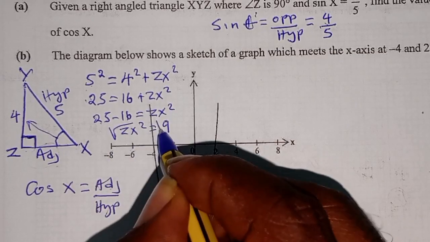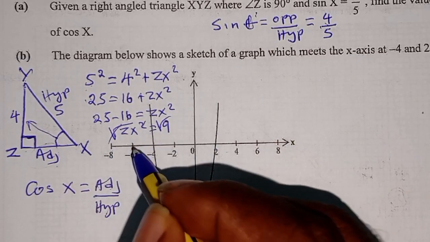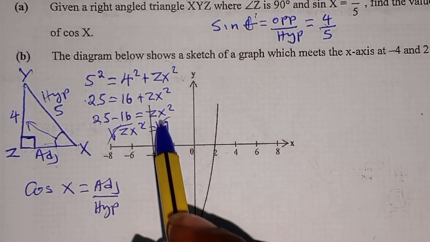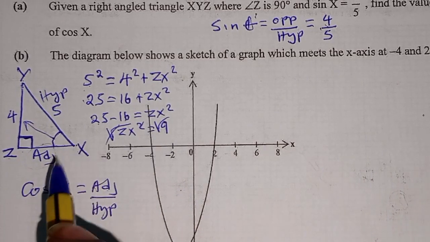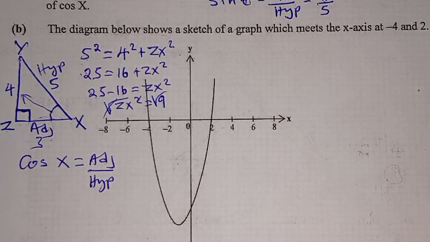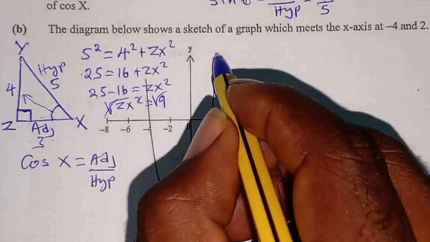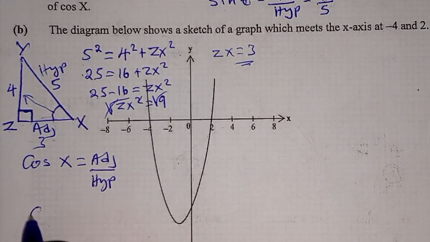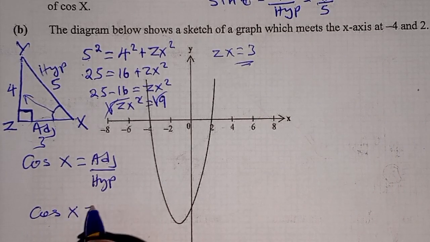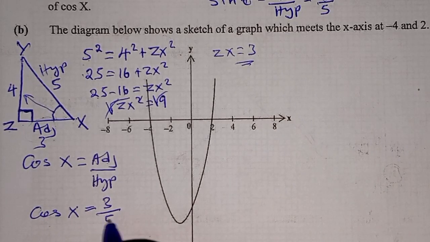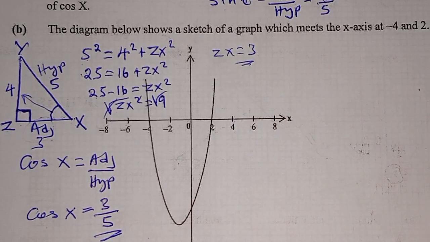When we introduce the square root, the square root and the squared cancel. So that simply means that zx is the square root of 9, which is 3. So zx is equal to 3. So cos x equals the adjacent of angle x, which is 3, over the hypotenuse, which is 5. So that is the final answer.